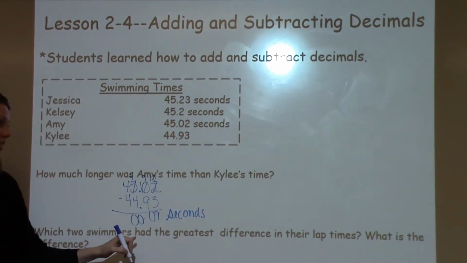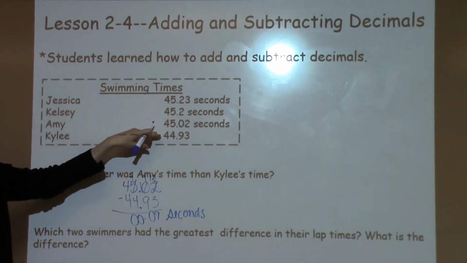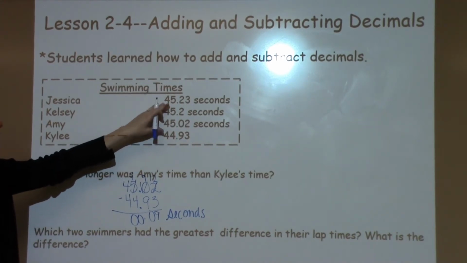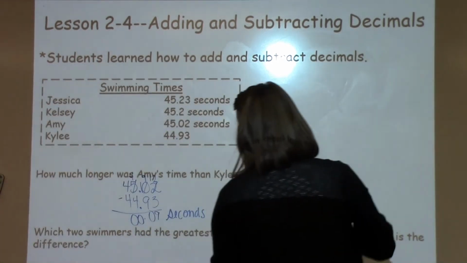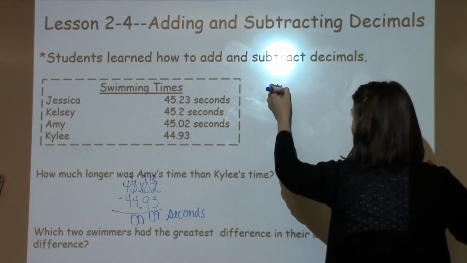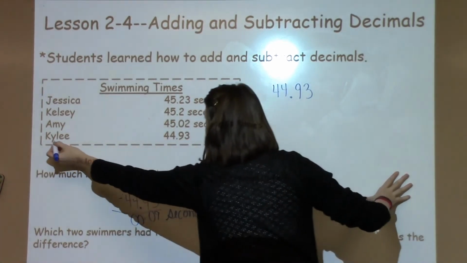Which two swimmers had the greatest difference in their lap times, and what is the difference? I need to look at all of the swimmers to find the difference in their scores. So the first thing that I'm going to do is put them in order from least to greatest. Looking at the table, I can tell that the smallest one I have is Kylie with 44 and 9300 seconds. So I've used Kylie.